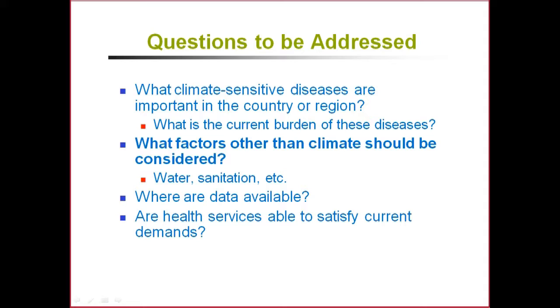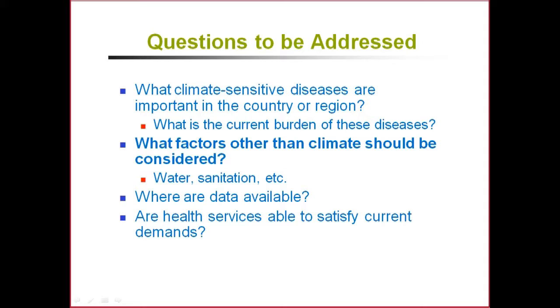Now, what disease do we have? What source do we have? Now, the questions to be addressed. First, we must answer: what are the climate-sensitive diseases, or what are the climate-sensitive sources of cases? What are the climate-sensitive health outcomes? Then you have to ask yourself, what is the current burden of disease, and what other factors should be considered when you try to assess, for example sanitation, water, and so on.